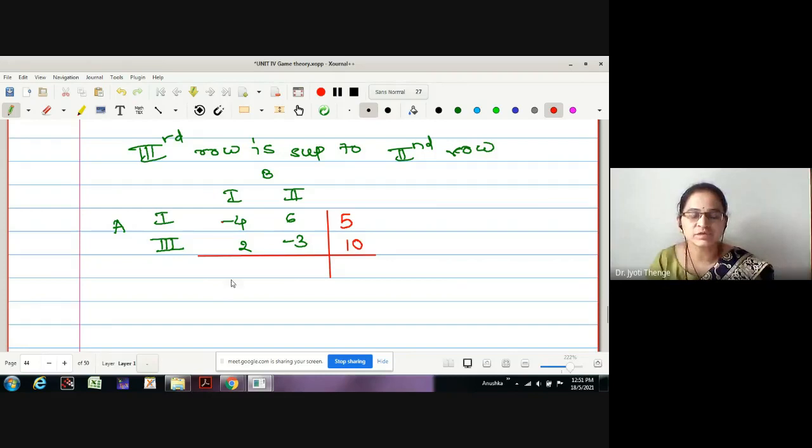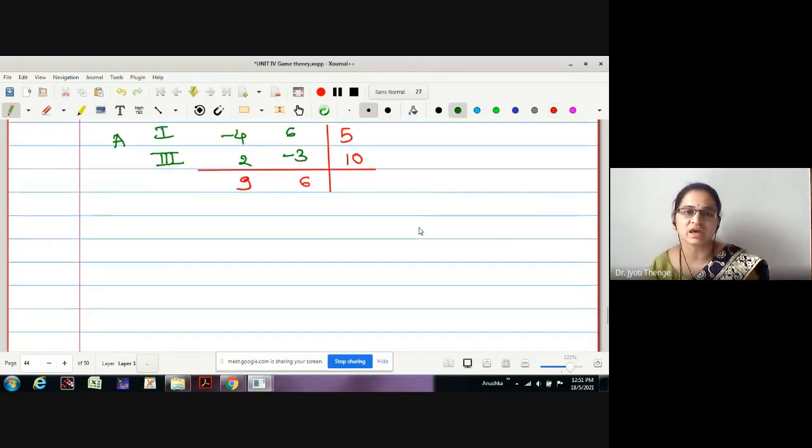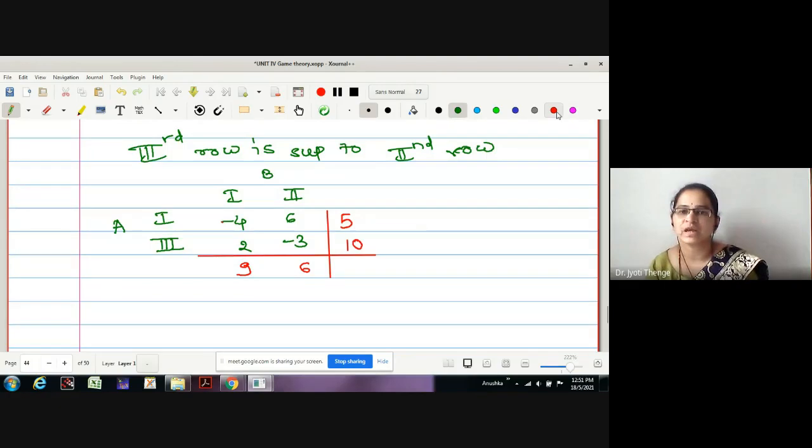Let me do it for the columns as well. -4, -2, -6, neglecting negative, this is +6. 6 minus -3, 9. Therefore, here is the entry 9. Now, what are the optimal strategies of A? X1, X2, we have to find. What are these probabilities? X1 and X3 actually, right? And what for X2?